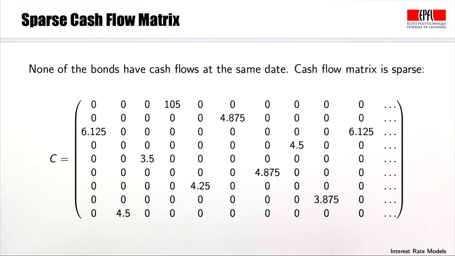So what we see on this slide are the first 10 columns of a 9 times 104 cash flow matrix. We also see that it is sparse. Most of the entries are zeros.